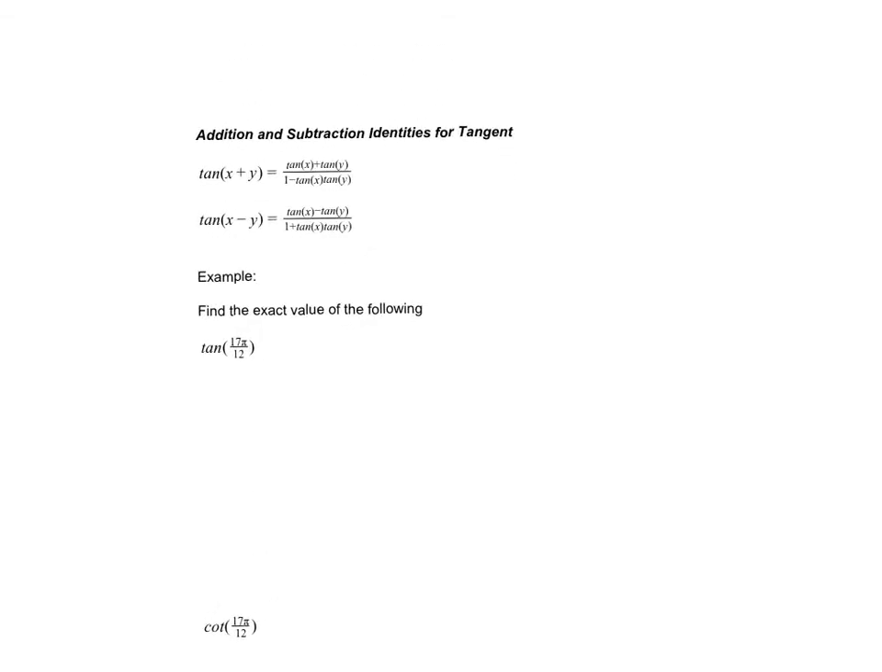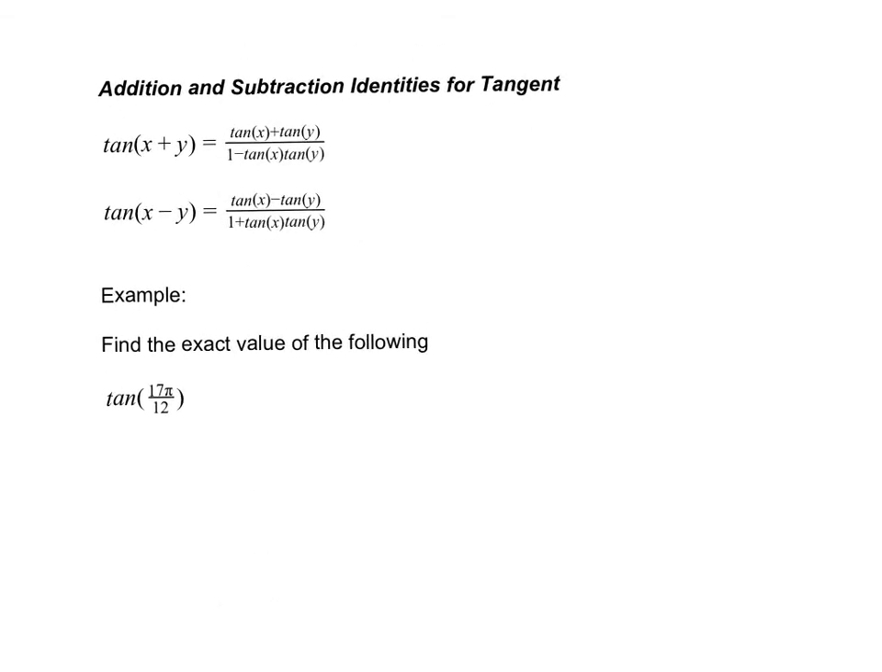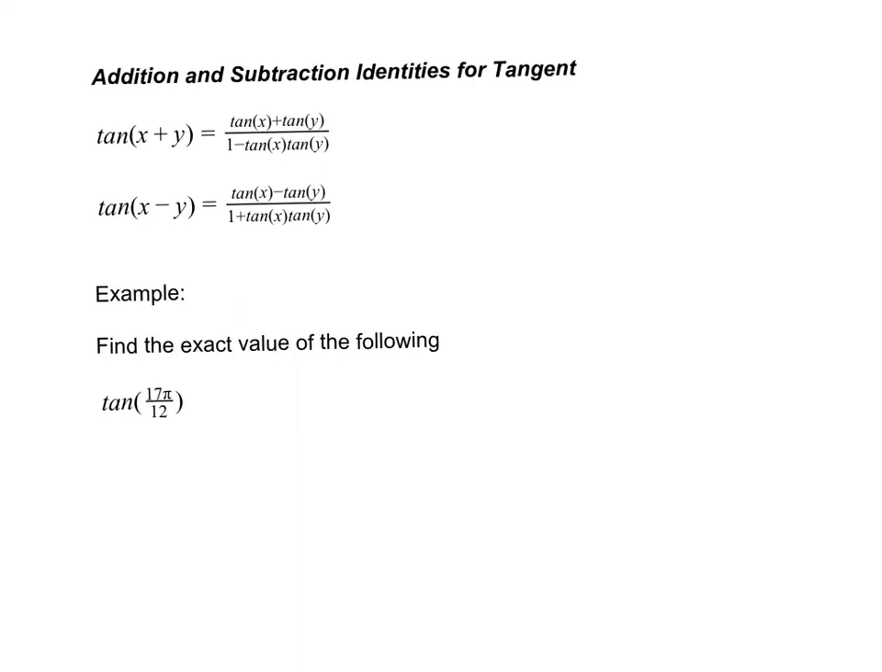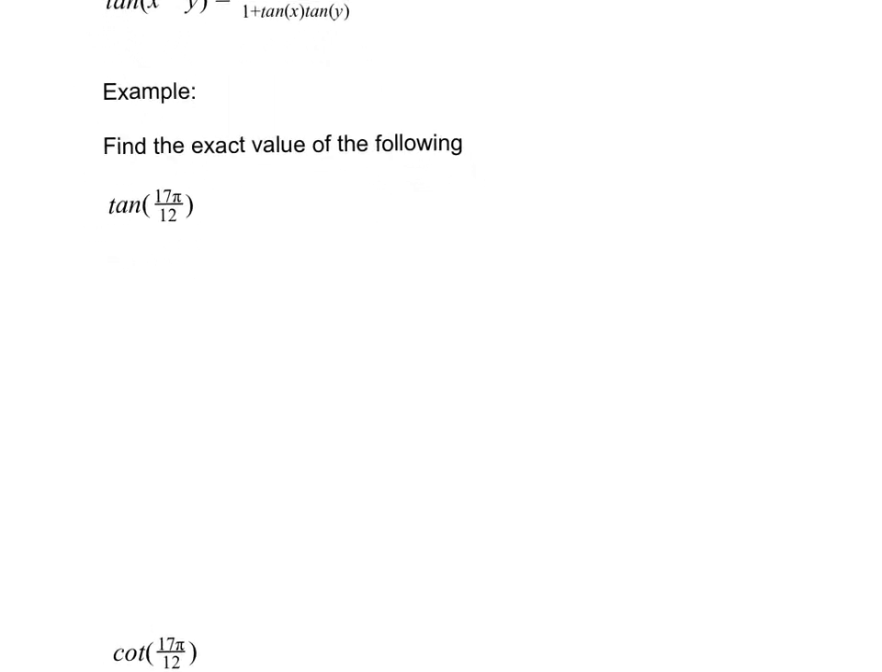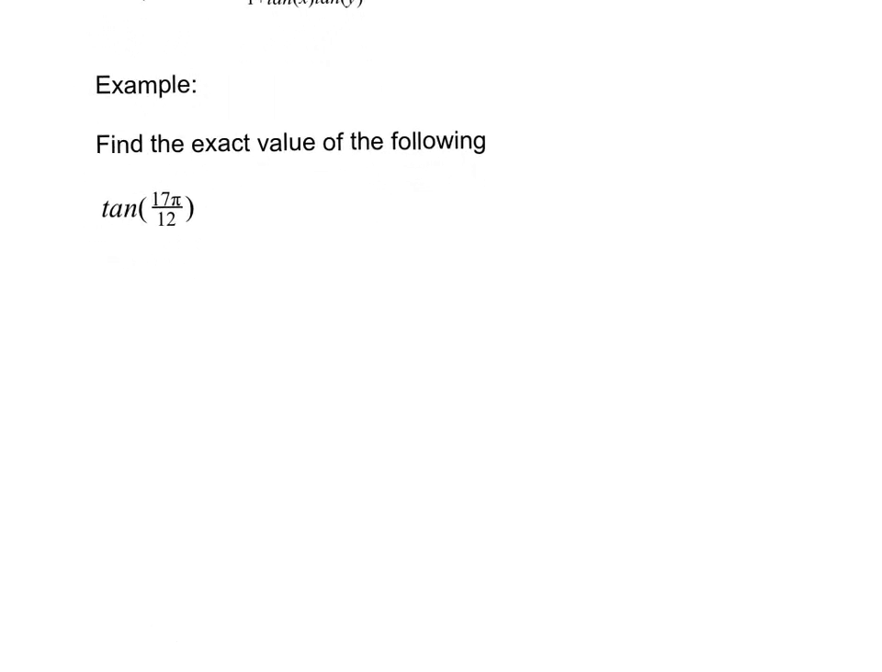So not only do sine and cosine have addition and subtraction identities, but tangent does as well. So the addition identity for tangent, so tangent of x plus y, is tangent of x plus tangent of y over 1 minus tangent of x tangent of y. And tangent of x minus y is tangent of x minus tangent of y all over 1 plus tangent of x tangent of y. So we want to find the exact value of tangent of 17 pi over 12. Well, we already found sine of 17 pi over 12, so we know which two angles to use.